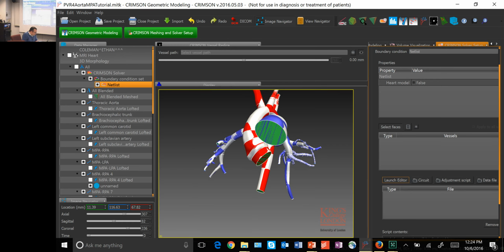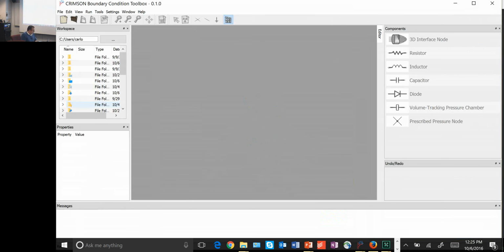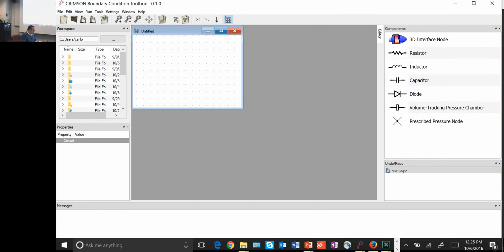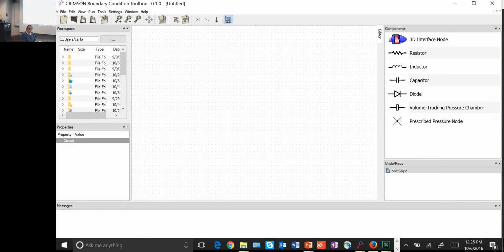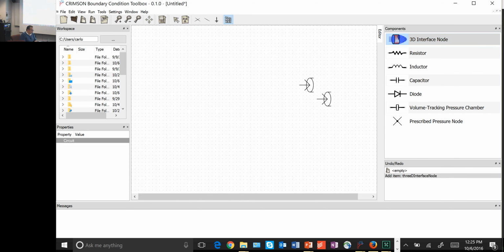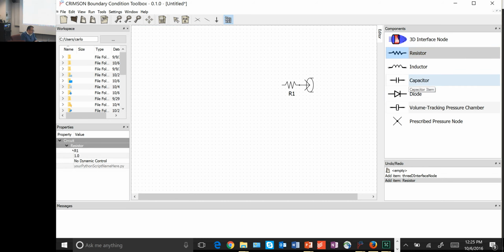And then I launch the editor. So here you're going to have a whiteboard where you have the main components that allow you to draw any circuit that you want. For instance, this guy here is going to be the interface with your three-dimensional outlet. And then let's say, if I wanted to draw a Windkessel, I would just choose my resistor. I would choose my capacitor here. And you put it there.